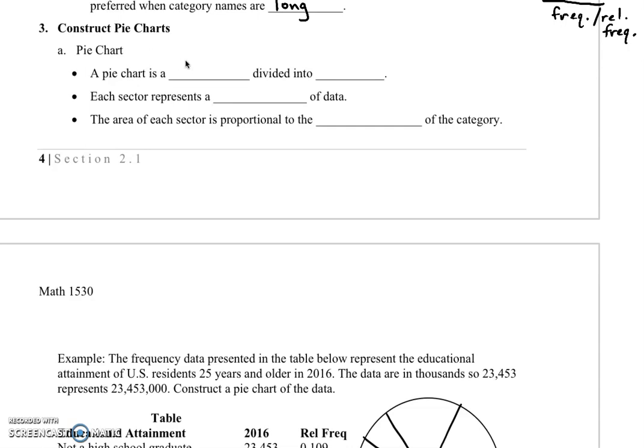Now it's time to discuss pie charts. And most of you are probably familiar with these already. But a pie chart is a circle that's divided into sections. Sorry, sectors. And each sector represents a category of the data.